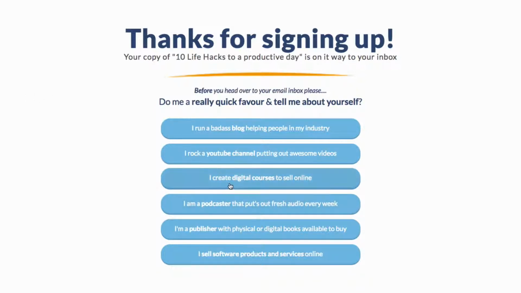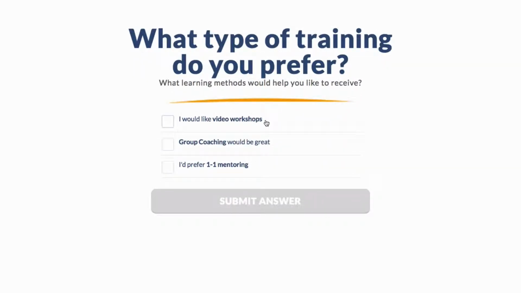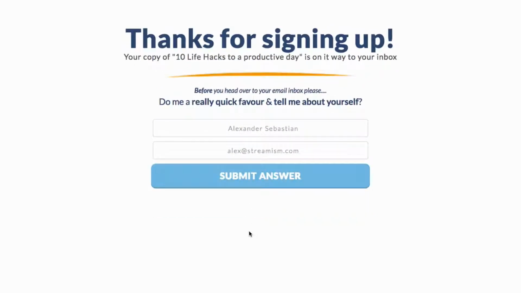First of all, let me just quickly show you the whole survey. So say I selected I'm a publisher. So what is the biggest publishing struggle? To get more leads and signups for my book because they're a publisher, or struggling to get leads to buy products or services. So say I selected I want to get more leads. It takes us to the third question. So this is what type of training do you prefer? Video workshops, group coaching, one-to-one mentoring. And once they submit the answer, it takes them to the final question.